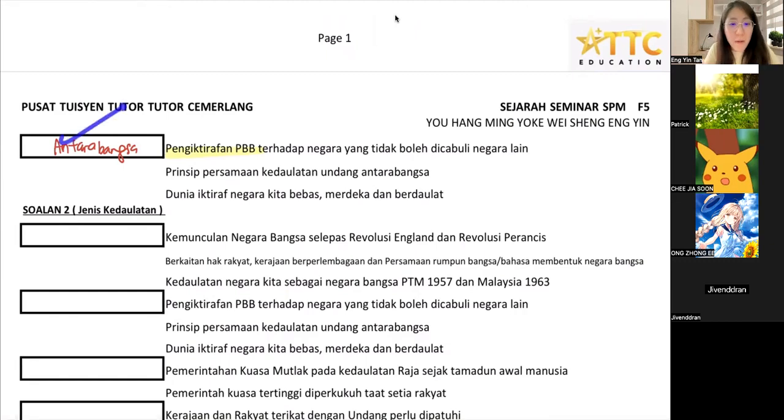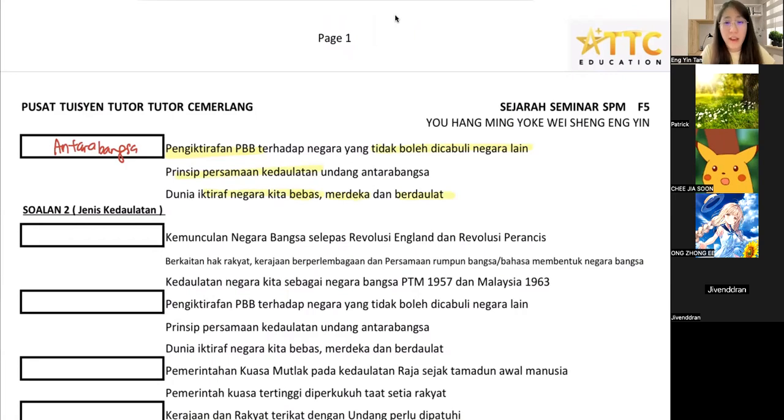So kedaulatan antarabangsa is recognition from the United Nations, PBB. Can just write the short form, PBB. So in this case, the other countries will not bully us. Tidak boleh dicabuli oleh negara lain. And the reason why we get the recognition from PBB is because we join their group. And also we practice the same concepts. So you see, the world recognized our country as a free, independent, and berdaulat country. So these are the types of kedaulatan.